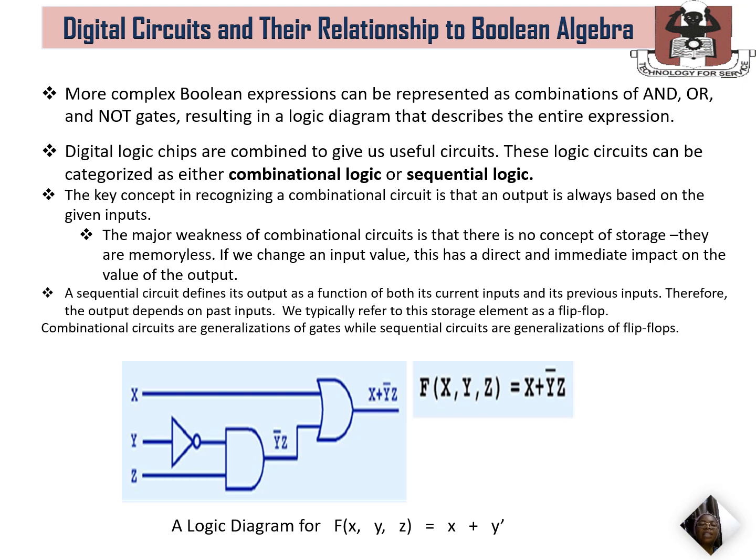Then a sequential circuit defines an output as a function of both its current inputs and its previous inputs. Therefore, the output depends on past inputs. In this case, a storage element known as a flip-flop is involved. So combinational circuits are a generalization of gates, while sequential circuits are a generalization of flip-flops.